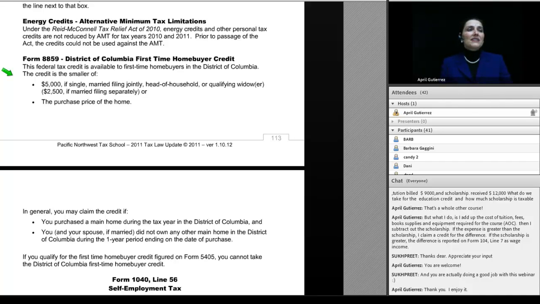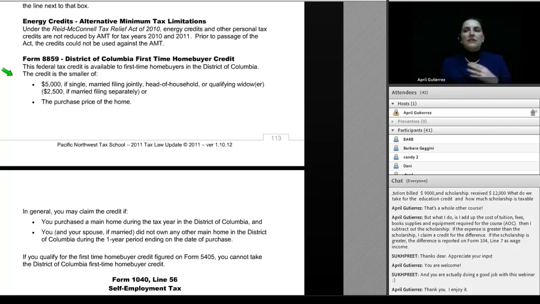Now, those of us sitting here in Portland, Oregon might be saying, why the heck would I ever need to worry about the District of Columbia first-time homebuyer credit? Well, believe it or not, I've done a return for someone who qualified for and claimed it. You can't get much farther away from Washington, D.C. than the West Coast, except maybe Hawaii. But people do buy homes in Washington, D.C., and they can qualify for the credit. Now, the credit was supposed to have expired, but it was reinstated for 2010 and 2011.